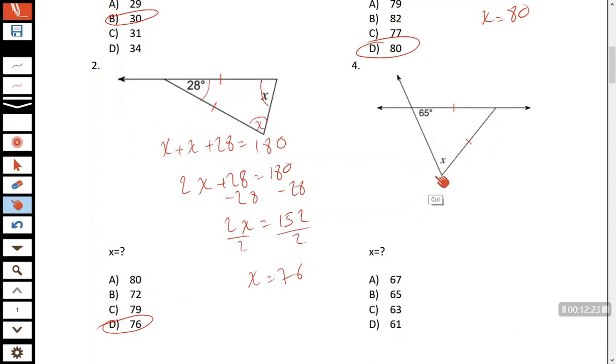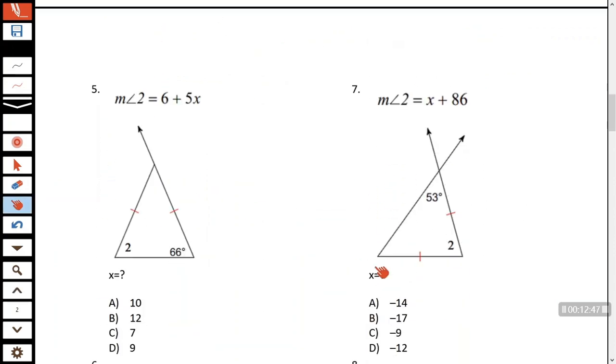You can try before watching the solution. You can stop here and try that. How can we solve that one? This is one of the easiest ones, because as you see, that's an isosceles triangle. So that angle must be congruent with that one. 65 equals x. Sorry, it didn't write. Okay, let's continue. So the answer is 65. Let's clean that one.